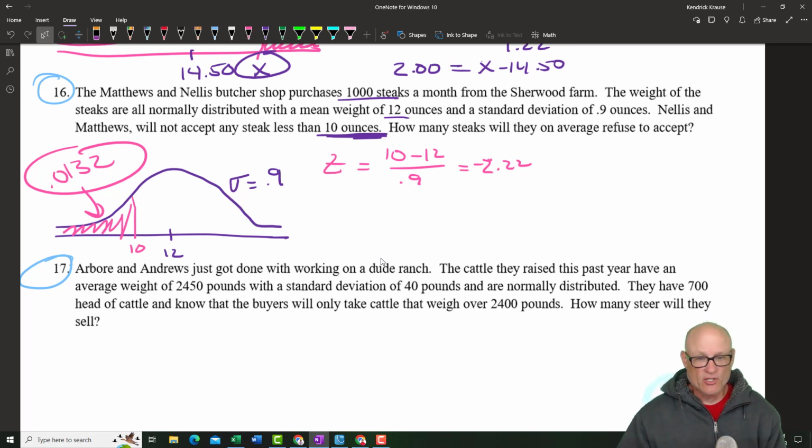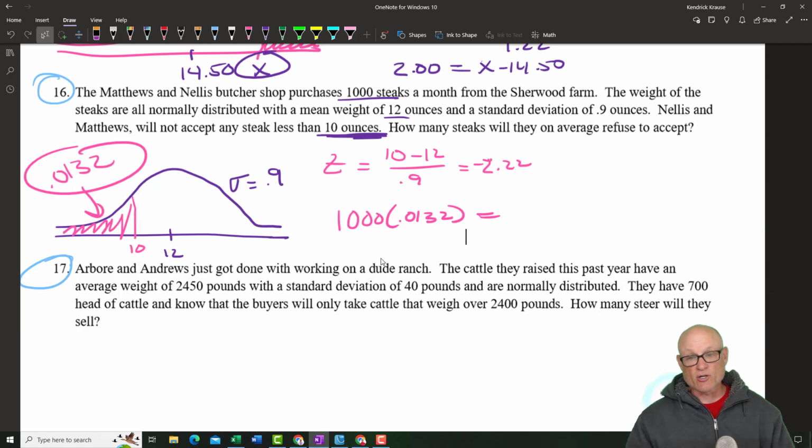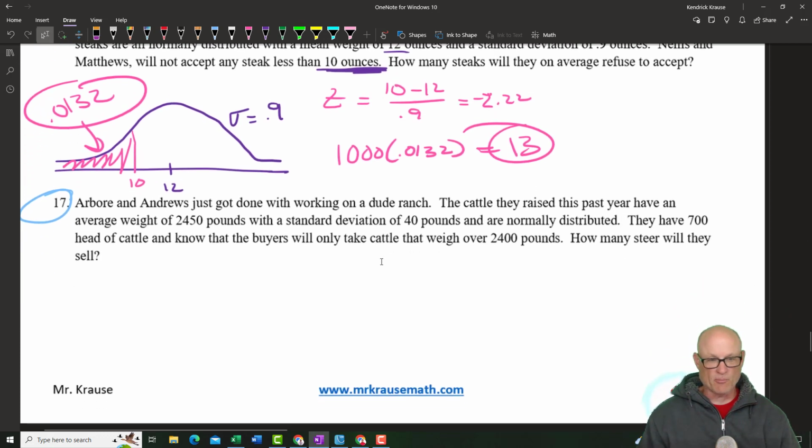Now that's the answer to that part of the question, but the question is, how many steaks are we going to refuse? So I take this and I say, all right, I'm going to multiply 1,000 times 0.0132, and hopefully you don't need a calculator to realize, well, maybe some of you do. So you come over to your calculator, 1,000 times 0.0132, and you get 13.2 steaks. So we are going to refuse 13 steaks. It's 13.2, but we're going to refuse 13 steaks.